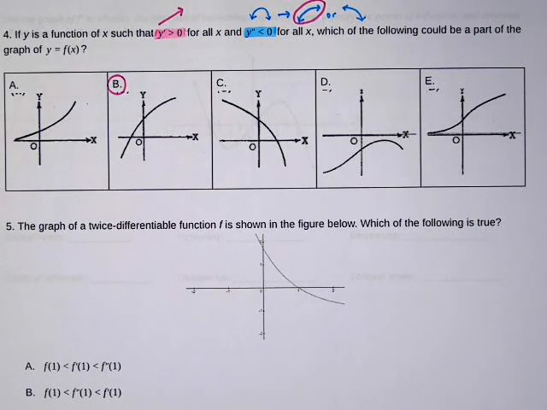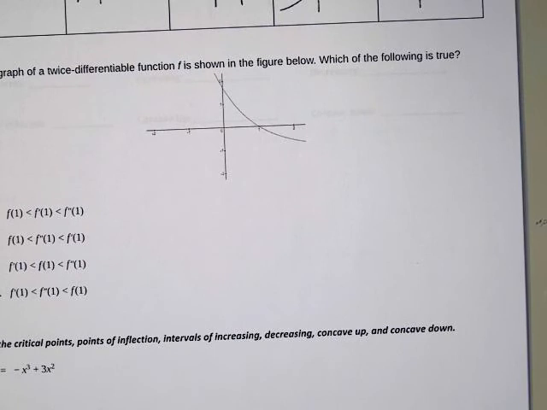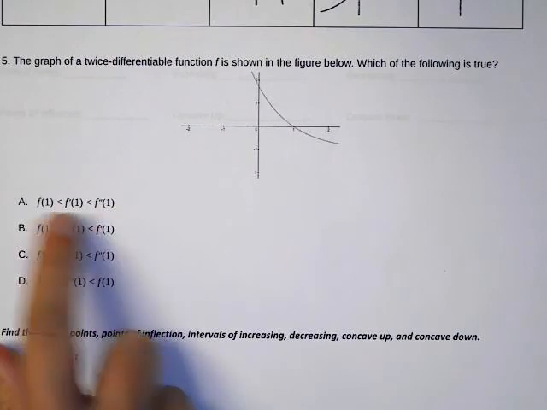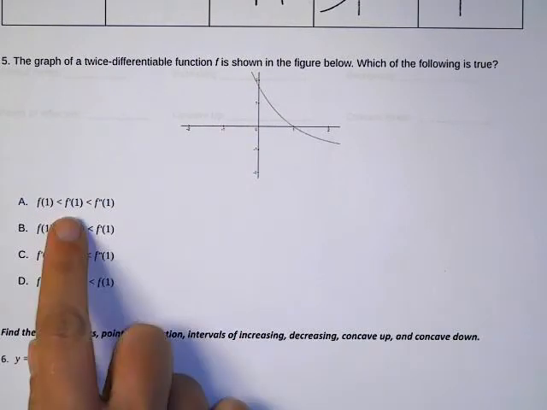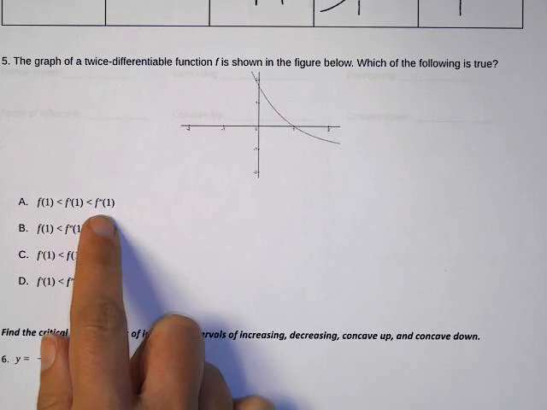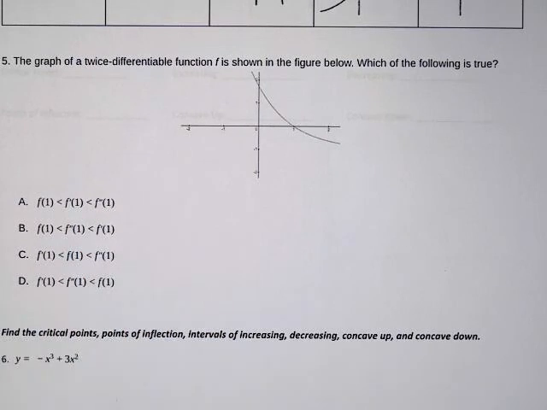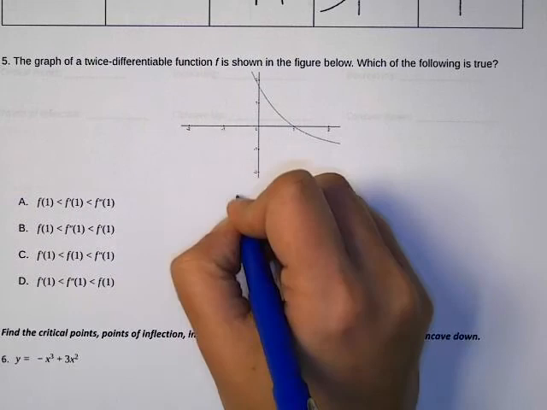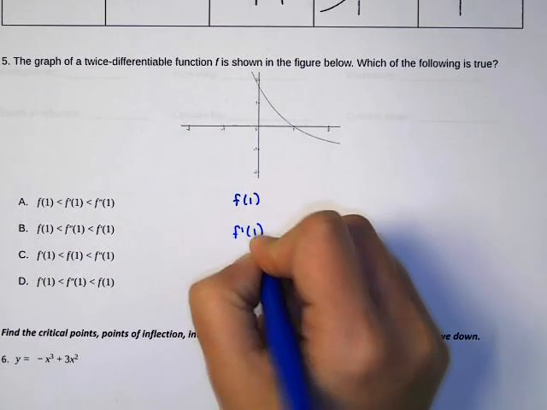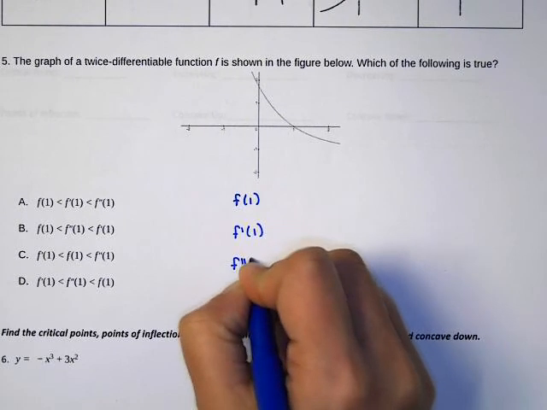For problem 5, again, this is a classic AP question. We've got a function that's differentiable. Which of the following is true? Now, if you look at the answer choices, we are looking at the place where x is 1, and we're comparing f of 1, which is the y value, f prime of 1, which is the slope, and f double prime of 1, which is the concavity. So let's do those one at a time. We're going to be looking at f of 1, f prime of 1, and f double prime of 1.